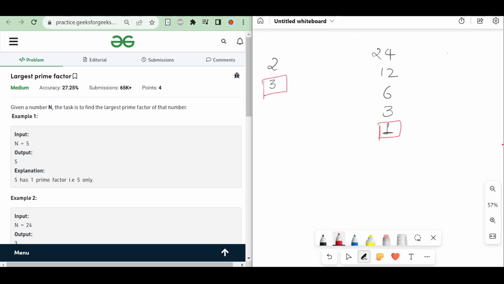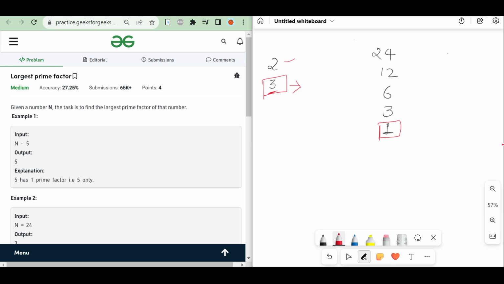This is a mathematical property: if we keep on dividing by 2, then all the factors of 2 and all other numbers in between this prime number and other prime numbers will be removed, and it will only be divisible by the next prime number. So in this way, this is definitely going to be a prime number.